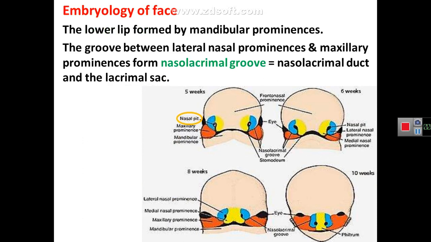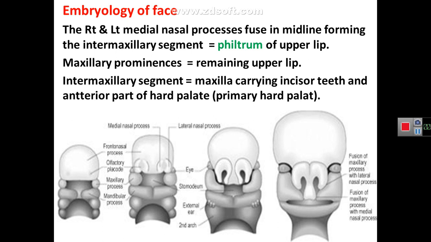You can see also that the groove between the lateral nasal prominence and the maxillary prominence is called the nasolacrimal groove. This nasolacrimal groove will produce the nasolacrimal duct and lacrimal sac that transmit tears from the eye to the nose. So the groove between the lateral nasal process and the maxillary process is called the nasolacrimal groove. Later on it will form the nasolacrimal duct and lacrimal sac that transmit the tears from the eye to the nose.